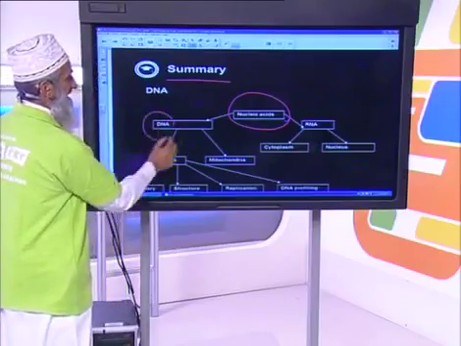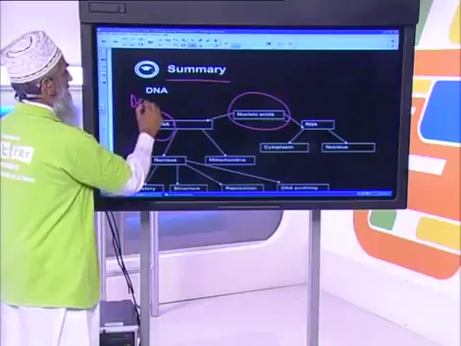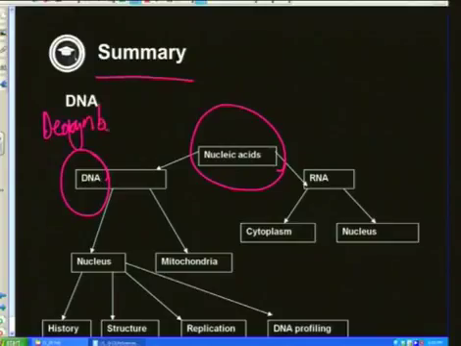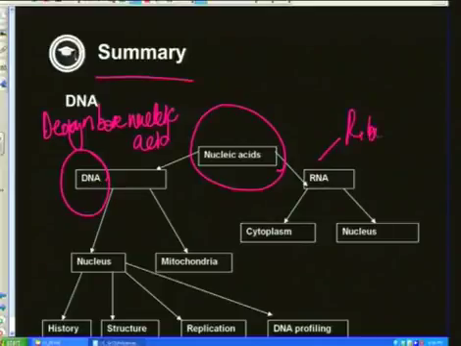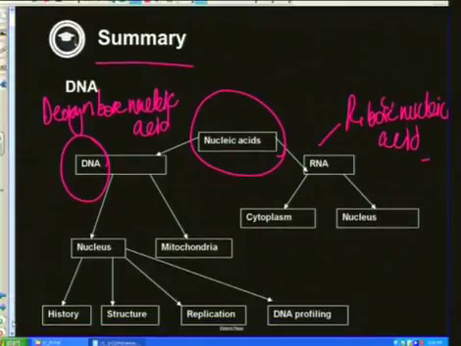We talk about DNA, deoxyribonucleic acid, and ribose, RNA, ribonucleic acid. Two important nucleic acids that we find in the body.